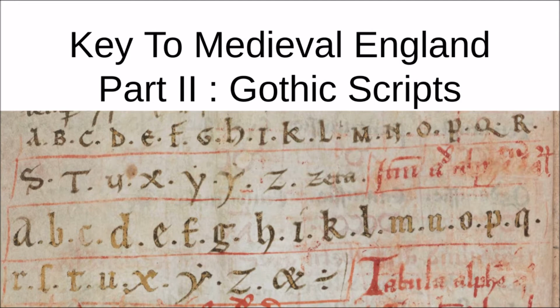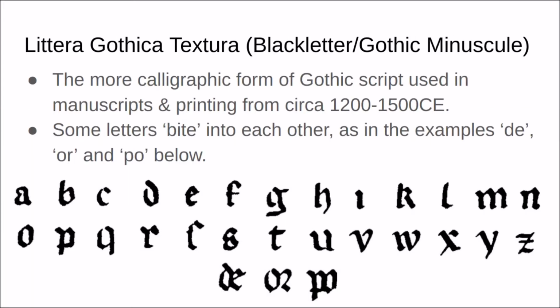Probably all Middle English texts are written in some form or other of Gothic script, so you'll need to learn how to read all of its varieties. The first and most common variety is Littera Gothica Textura, which is the black letter or Gothic minuscule in English. It's a more calligraphic form of the Gothic script, used in manuscripts and printing from around 1200 to 1500 Common Era, and you can see its letter forms on the screen below.